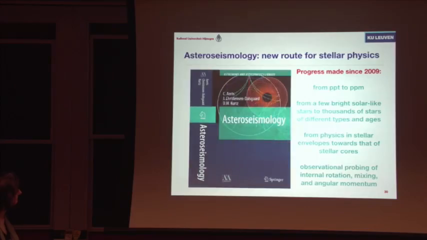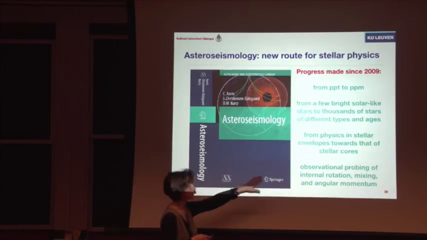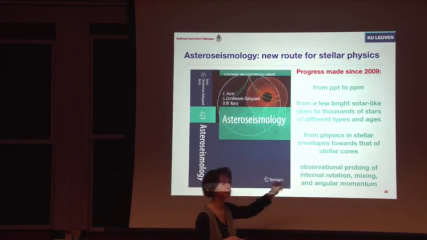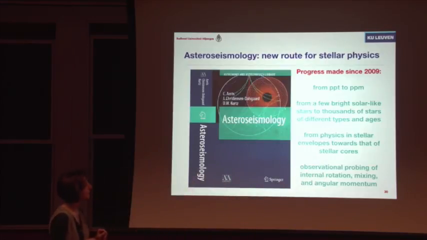Okay. So to come back to my statement, is asteroseismology the revolution in stellar physics? Well, we moved from parts per thousand to parts per million precision just by space missions. We had a few bright solar-like stars. Now we have thousands of stars across the HR diagram, and we can do physics of stellar cores now, even though we still have to refine it. So I think we have come a long way.